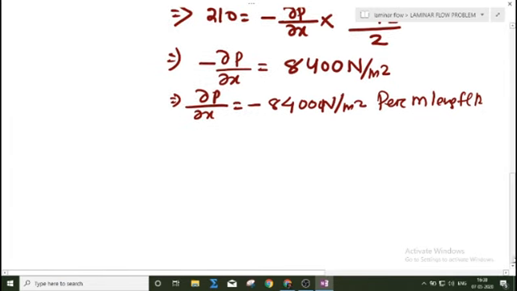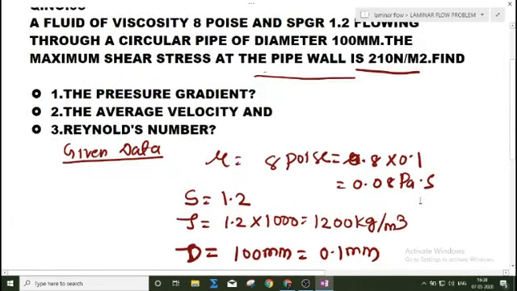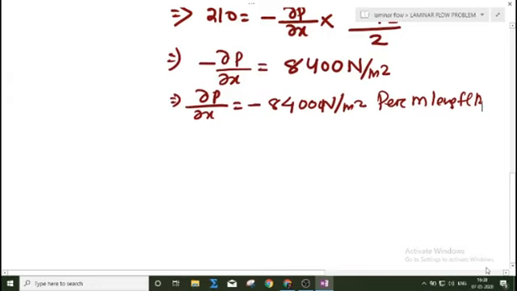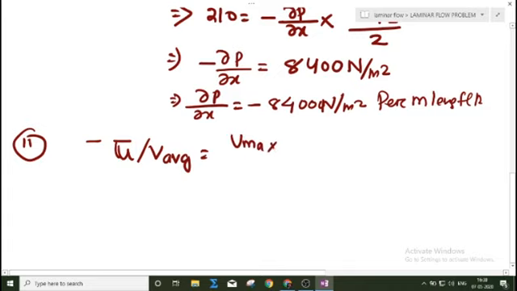Now it is asking for the average velocity and the Reynolds number. So it is asking what is the average velocity of the flow. We know that the average velocity, V average, will be equal to half of the maximum velocity.